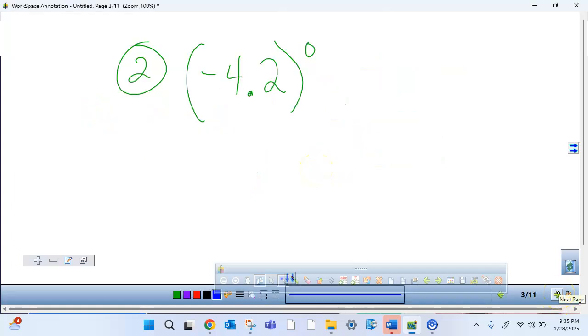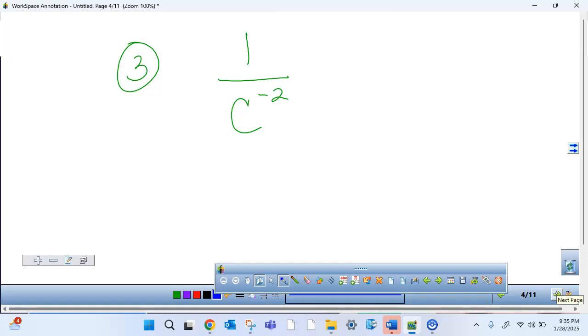Number 2, you have the integer negative 4.2. Okay, take that back, it's not an integer. Negative 4.2 to the power of 0. The negative value itself is the power of 0. So when we say anything to the power of 0 is 1, in this case, anything is the negative number. And so that would be the number 1. It would not be negative 1.